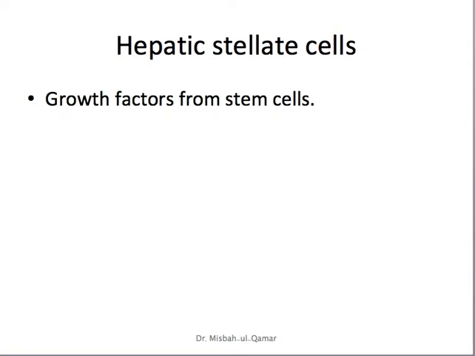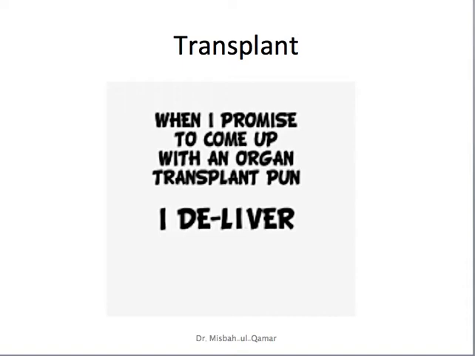Then there is the role of hepatic stellate cells in liver regeneration. These stellate cells are liver-specific resident mesenchymal stem cells and they secrete growth factors promoting the regeneration of hepatic epithelial cells. In liver transplant, only a small portion of the donor's liver is transplanted, which attains normal mass through the process of regeneration.